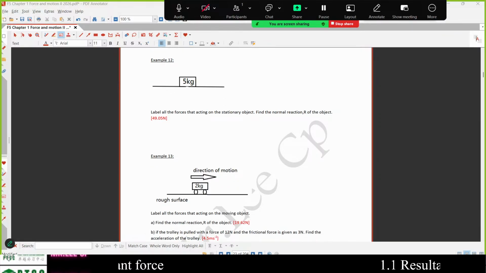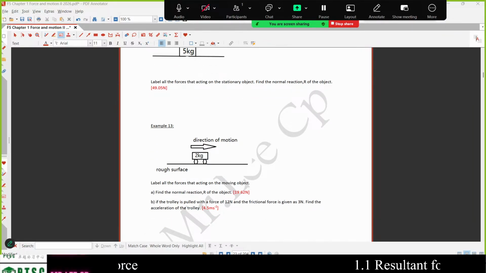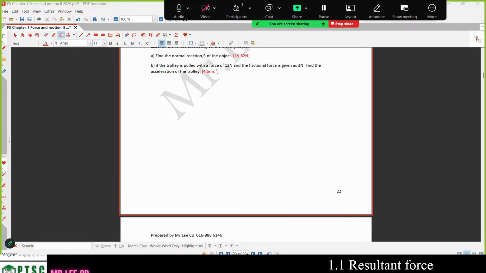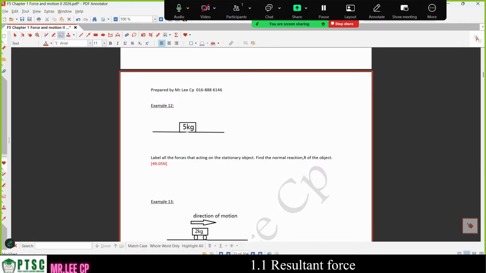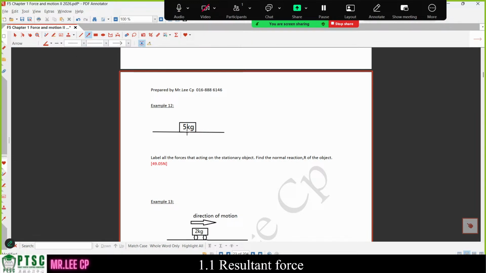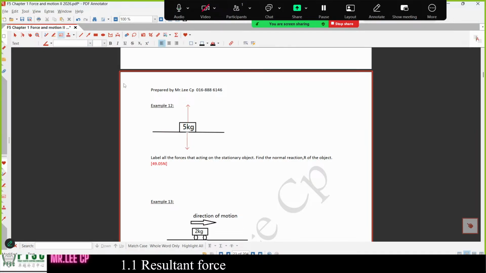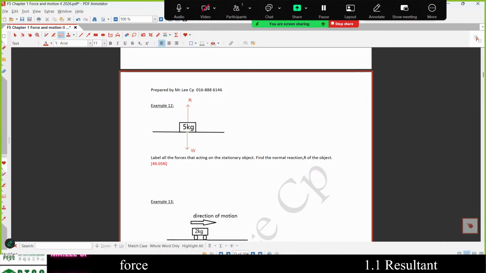Okay. I do one or two or three easy examples first, to show you what this is. Now you need to label all the forces acting on the object and then find the normal reaction. So here there is a force going down, we call it weight. This one we call it reaction. This is called W. This is called R. Make sure you know how to label it. Direction must be correct. If you draw it wrongly, you cannot answer.